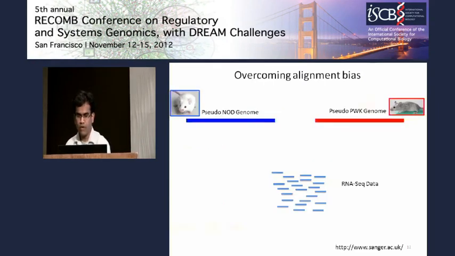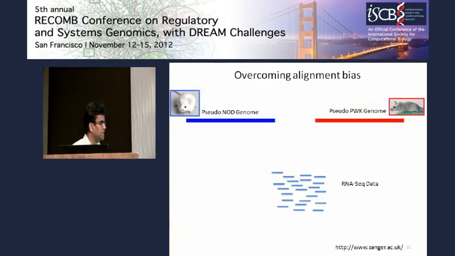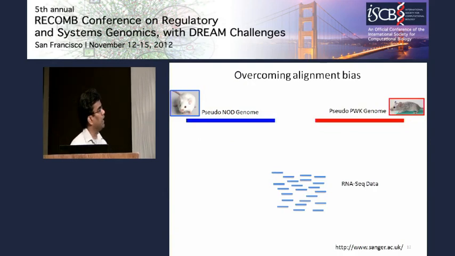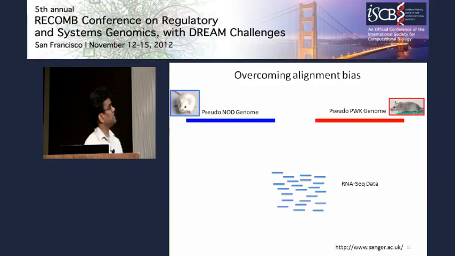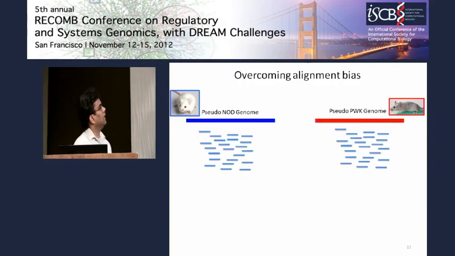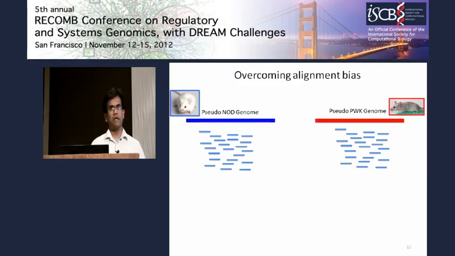So instead, what we did is overcome this alignment bias by using two genomes, one for NOD and the other for PWK. We used Sanger low coverage genome sequence data to construct a pseudo NOD genome and a pseudo PWK genome. And for each RNA-seq sample, we align to both genomes so that we can look at the alignment features of the same read in two different alignments and then make some inference on where the read came from.